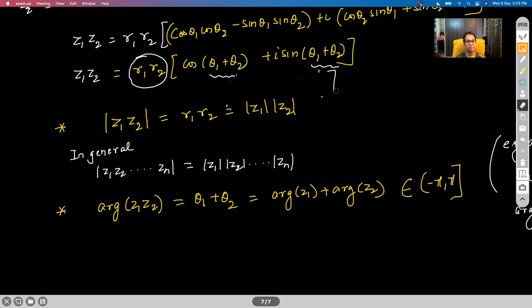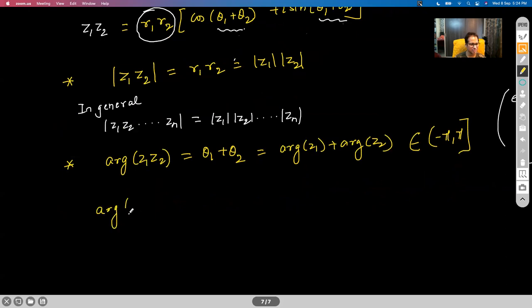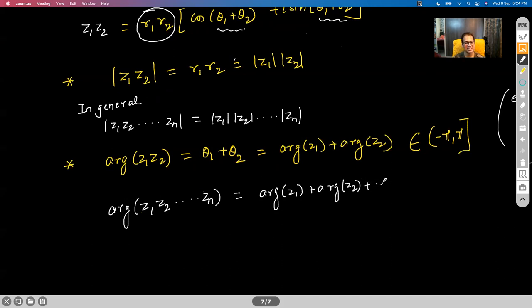Any other questions? Now, here people ask me, sir, can we further generalize here? Can we say that if we have Z1, Z2, till Zn multiplied, the argument of it will be, I should write it in white actually, sorry, so it will be rhyming with the previous one. Yes, so argument of the product of Z1, Z2, Z3 till Zn, can I say it is the sum of the arguments of Z1 and so on? Yes, you can very much say this. But again, please restrict your answer to the minus pi to pi interval, means keep your answer in the principal argument.